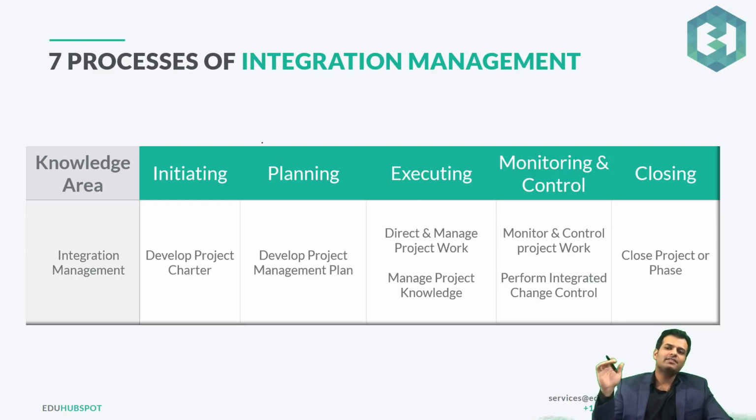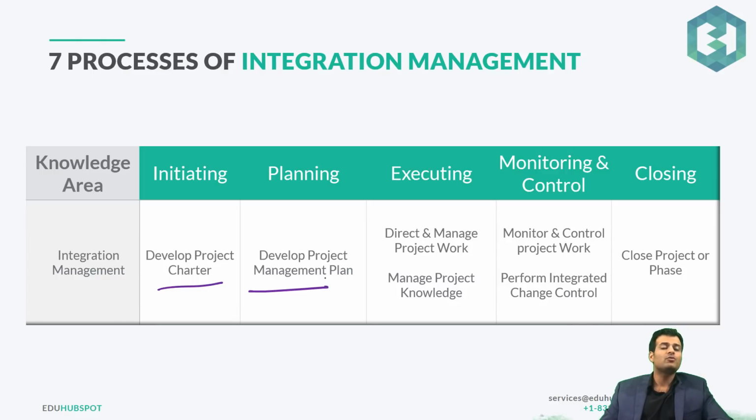As discussed earlier, there are 7 processes of integration management. We'll start with initiating. We have the develop project charter. Again, very important. There are only 2 processes in initiating. One is develop project charter, and the other is identify stakeholders in stakeholder management. When we do the stakeholder management knowledge area, we'll discuss that. But this one, develop project charter, is very important. We'll get a lot of questions from this, and we will discuss a lot of questions as well.